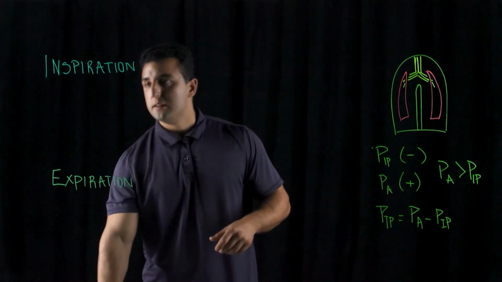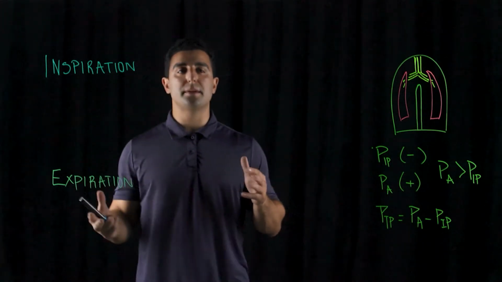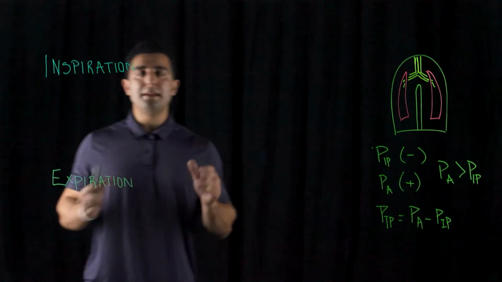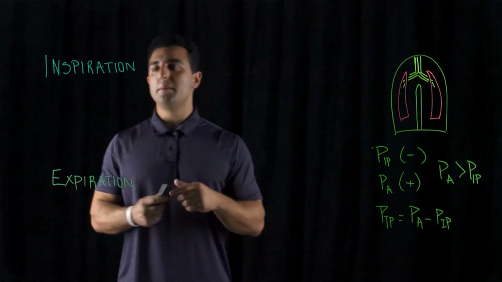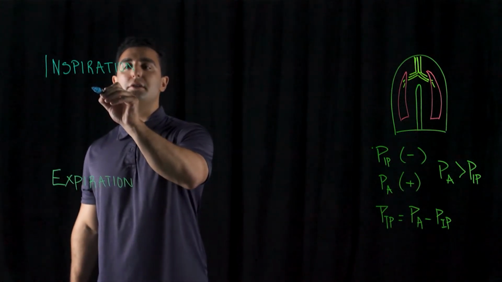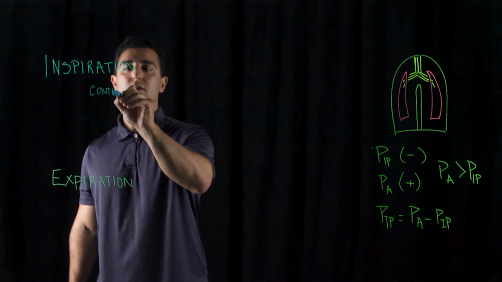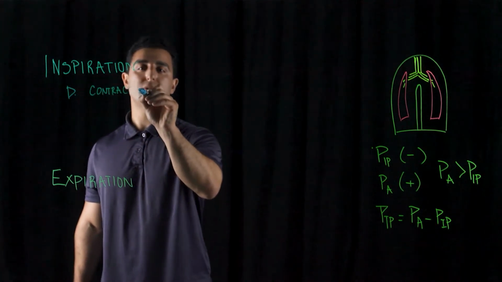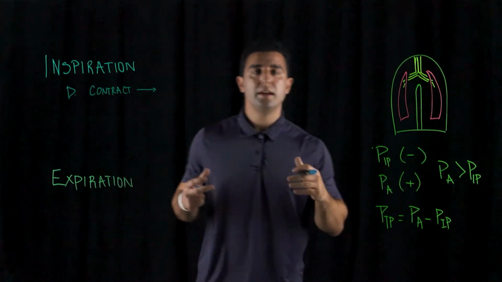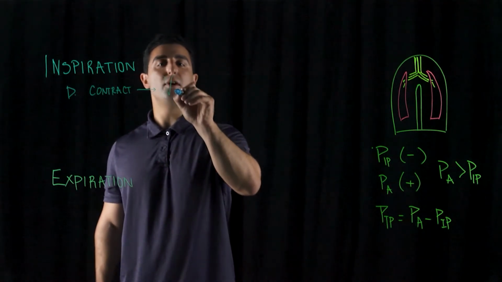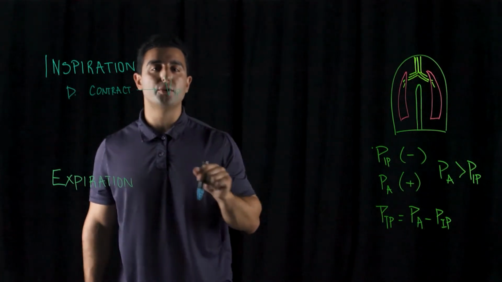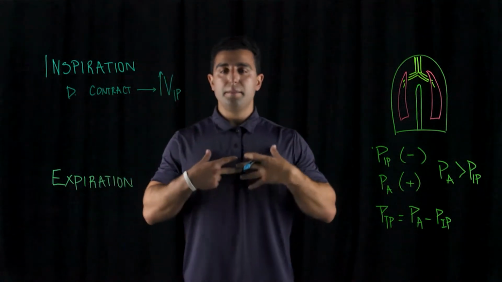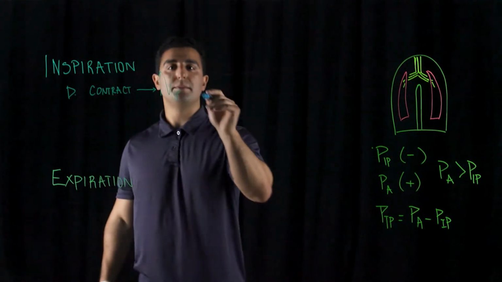All right, now let's look at inspiration. Inspiration and expiration are completely passive processes, meaning they don't necessarily require energy. They begin when there's an action potential generated by the phrenic nerve, which leads to the contraction of the diaphragm. This contraction leads to an increase in the intrapleural volume. So the thoracic cavity becomes a little bigger, which leads to an increase in volume.